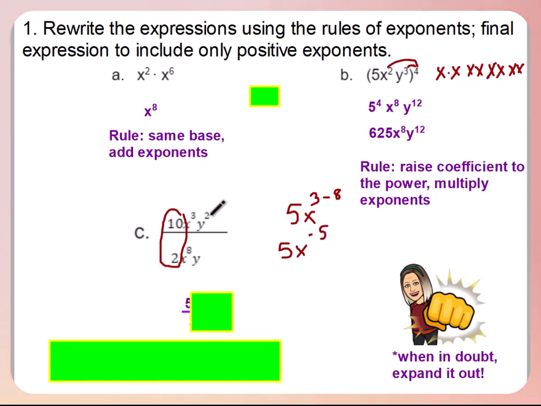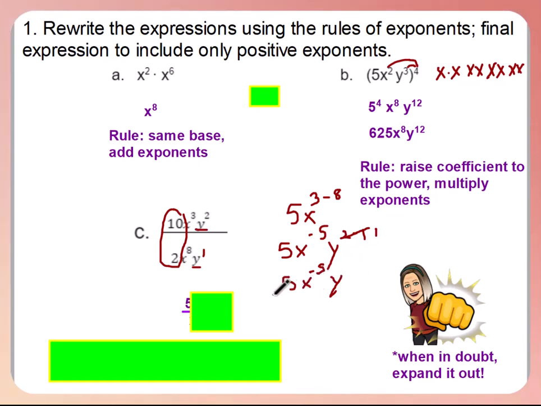And then we have a y squared on the top and a y on the bottom. Let's go ahead and write that 1. This is y to the 1st power. So you can see that we're subtracting the exponents. 2 minus 1 gives us 1. So this is going to be 5, x to the negative 5, y to the 1st power. I'm not going to write that 1.